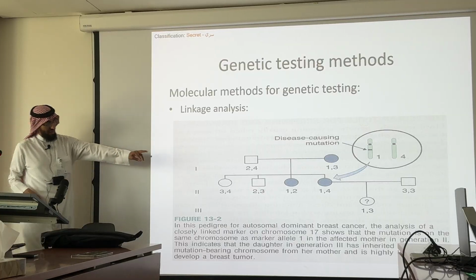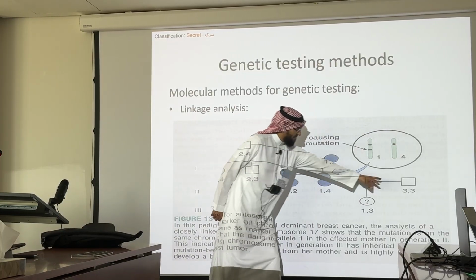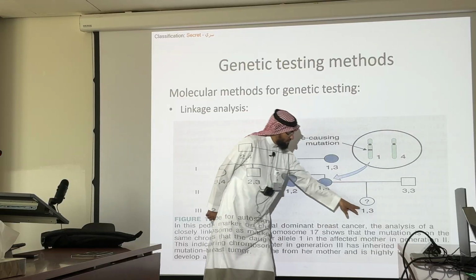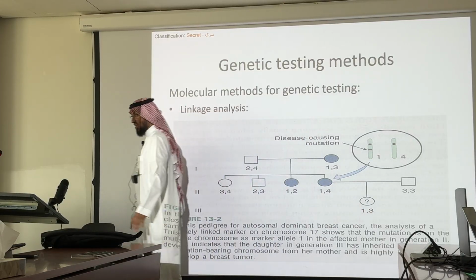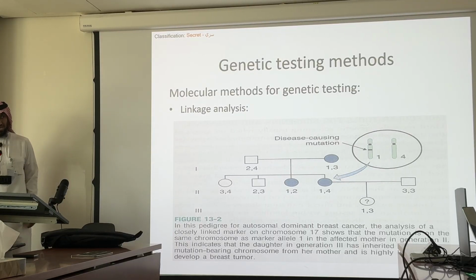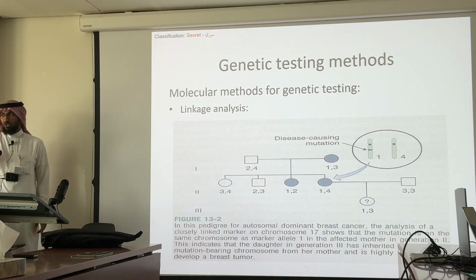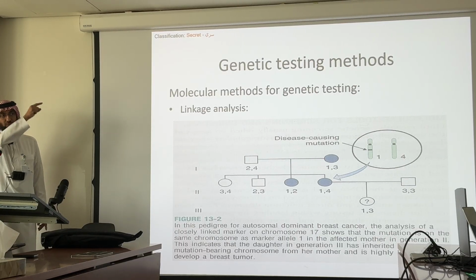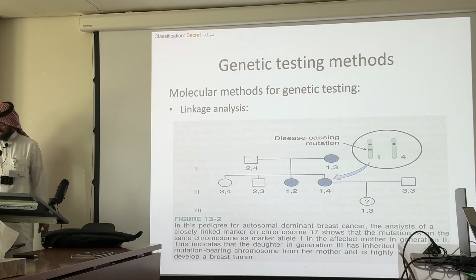If her alleles are, for example, 3 from the father, and she takes 4 from the mother, 3 and 4, there is no risk. So now you don't know what is the gene related to this cancer, but you know that this gene, whatever it is, is always present in allele number 1. So it will follow allele number 1. If allele number 1 is present, the risk of cancer is present. This is the linkage analysis.